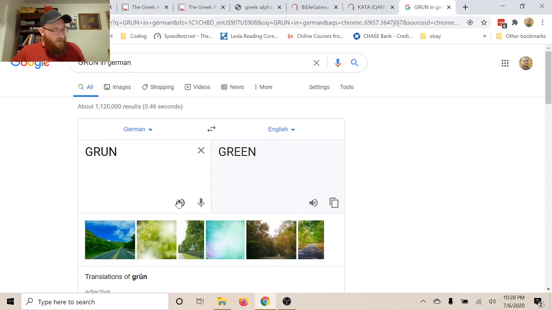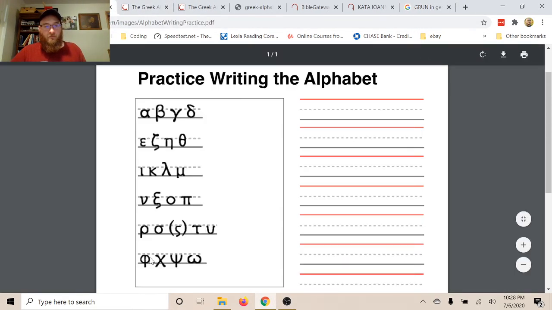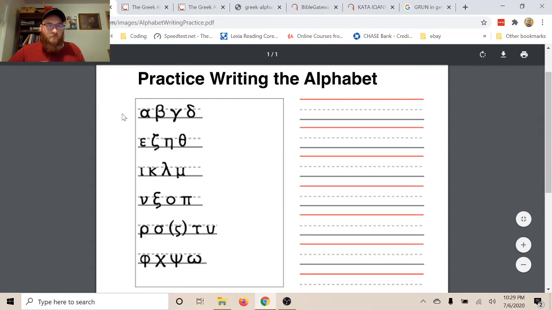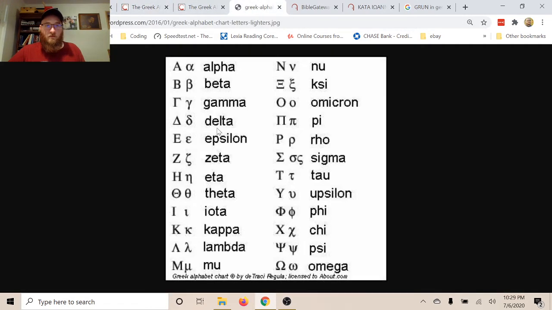Okay. Phi. Phi looks cool. It's a circle with a line through it, so it looks like a hammer or a stone tool from a caveman, right? Phi makes the hard F sound like in philosophy. So it's like the PH. It's that kind of sound. You can see it right here, right? Phi, it's right in there.